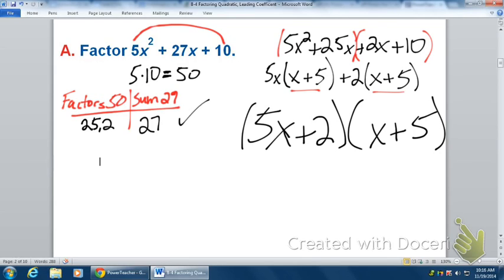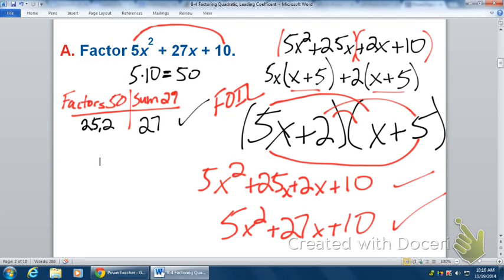You just do x plus 5. You don't multiply those two terms. So you can FOIL to check it out. First, outer, inner, last. Once you do that, you get the exact same answer as what you started with.